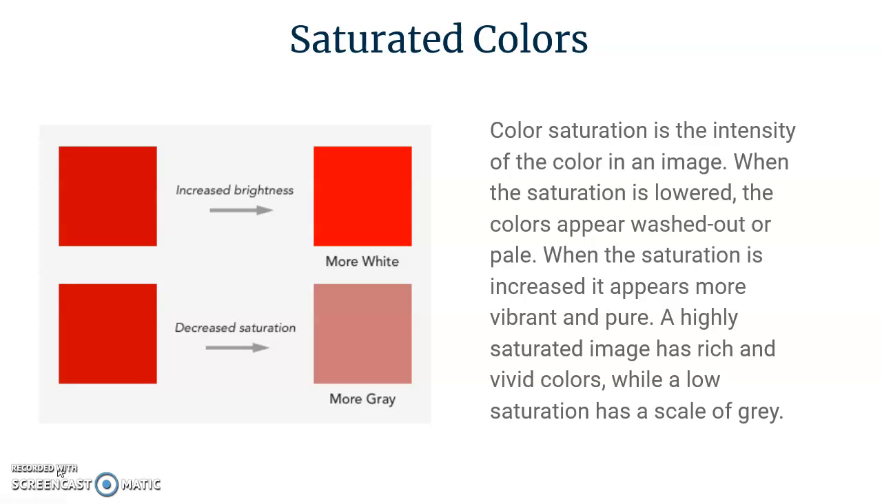Then we have saturated colors. Color saturation is the intensity of color in an image. So saturated color usually is super bright, super vibrant. When the saturation is lower, the color appears washed out or pale. When the saturation is increased, it appears vibrant and pure. A highly saturated image has rich and vivid colors, while low saturation has a scale of gray.